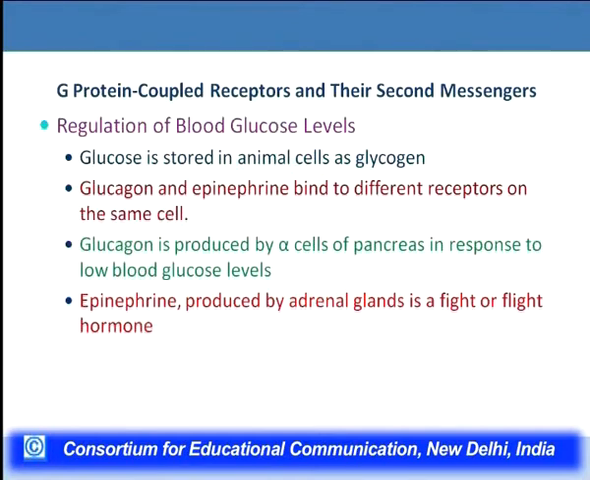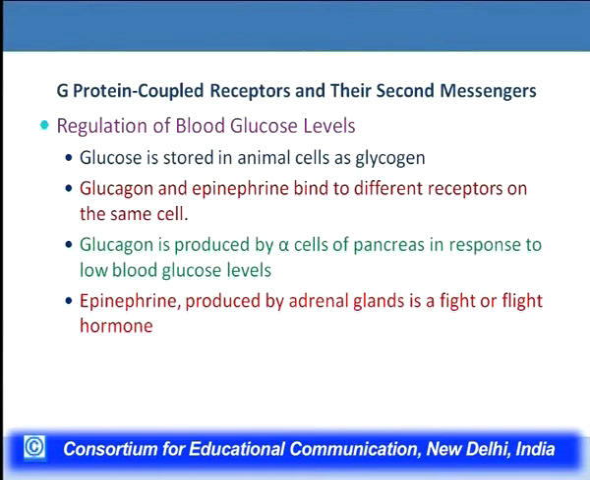Now, talking specifically about how exactly G protein coupled receptors lead to specific signal transduction pathways, let's start with one example wherein these receptors lead to regulation of blood glucose level. And how do they do so? They do so by production of a specific second messenger.